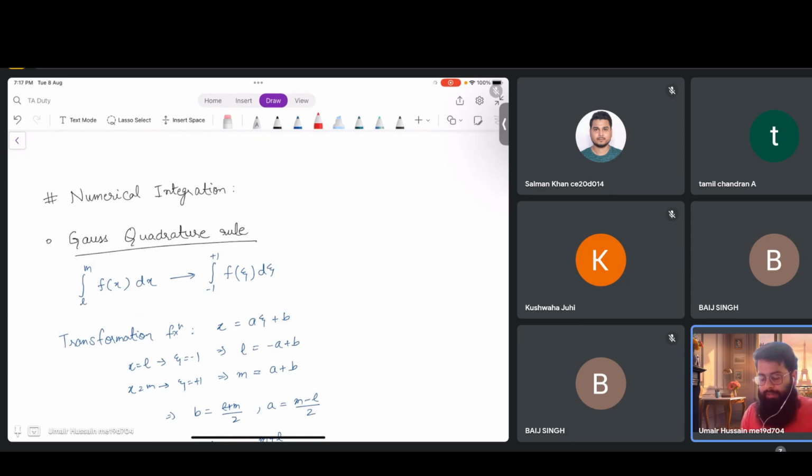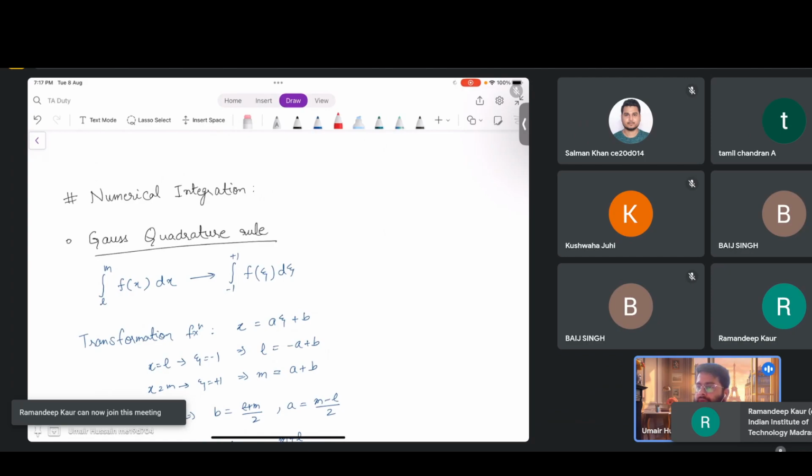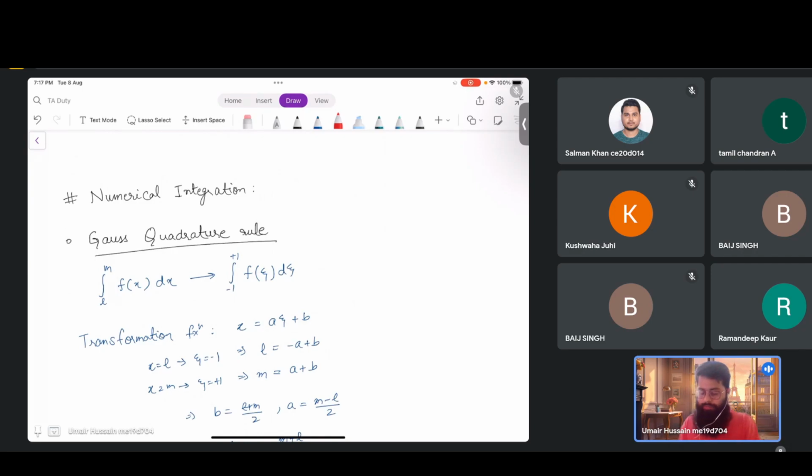So next thing we studied was numerical integration. I hope till here it was clear. If there's any doubt, you can please stop me. So next is the numerical integration, and in numerical integration we specifically focus on the Gauss quadrature rule.